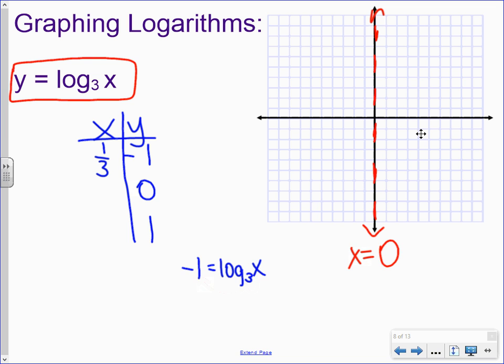Okay. If we plug in 0 for y, what is our x value? 1. And if we plug in 1 for y, what is our x value? 3. You see how we have the same coordinates as 3 to the x, except x and y are just flipped. Okay? So 1/3, negative 1 and 3, 1. So there are my 3 coordinates, and we'll draw in our graph.